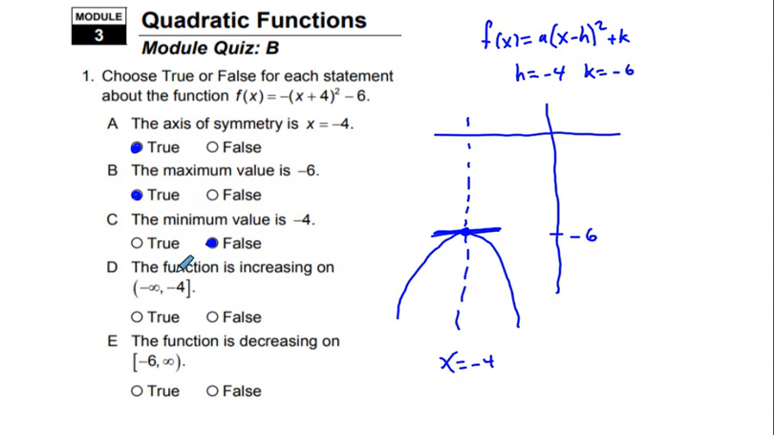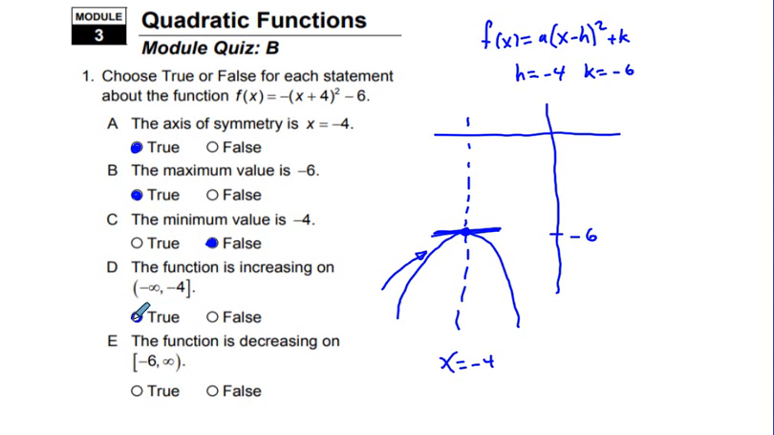D, the function is increasing on negative infinity to negative 4. And yes, we're talking about the x value of negative 4. So negative 4 is the last x value for which the function is increasing. After negative 4, to the right of negative 4, the function will start decreasing.